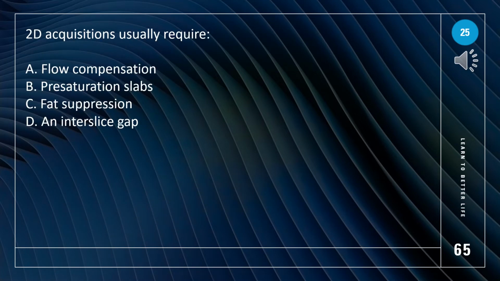2D acquisitions usually require A. Flow compensation. B. Presaturation slabs. C. Fat suppression. D. An interslice gap. The answer is D. An interslice gap.